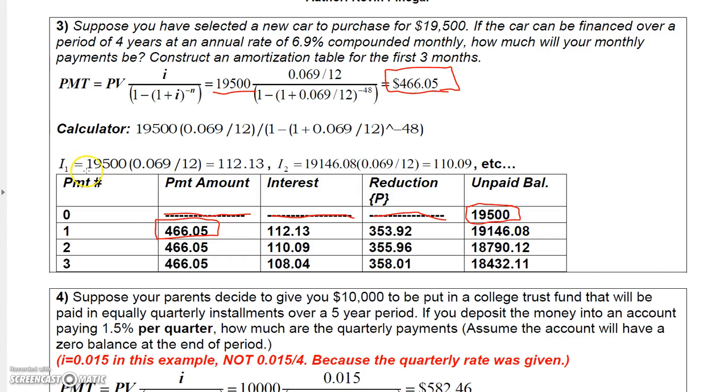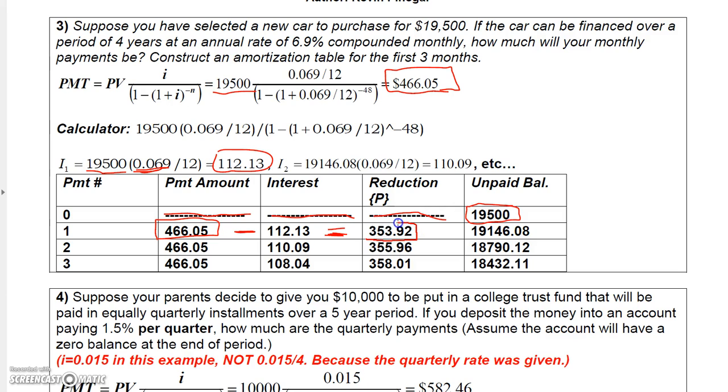The finance company is going to take your principal of $19,500. They're going to multiply it by the annual interest rate, which is 0.069, and then multiply it by the time for that 1 month, which is 1/12 of a year. That's why I'm dividing by 12, because it's the same as multiplying by 1/12. So $19,500 times 0.069 times 1/12 gives you $112.13 interest that you owe the company. When you make that payment, the company subtracts that 112 interest, and then only applies the difference, which is $353.92.